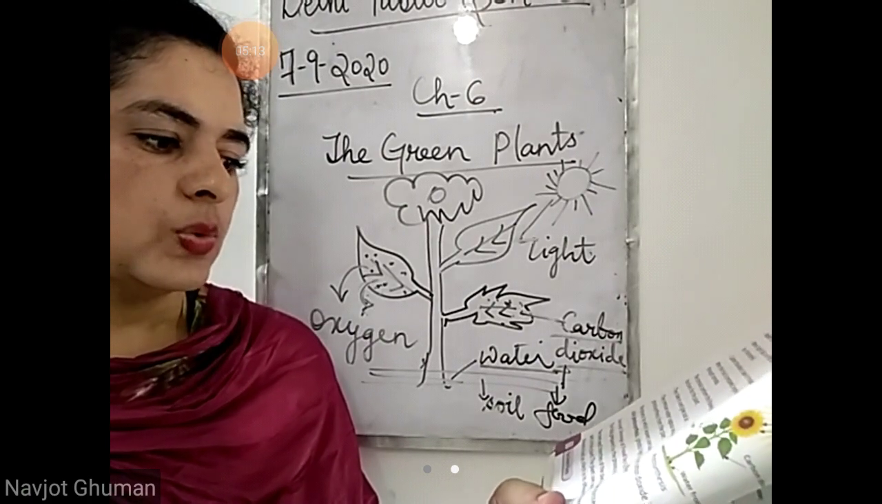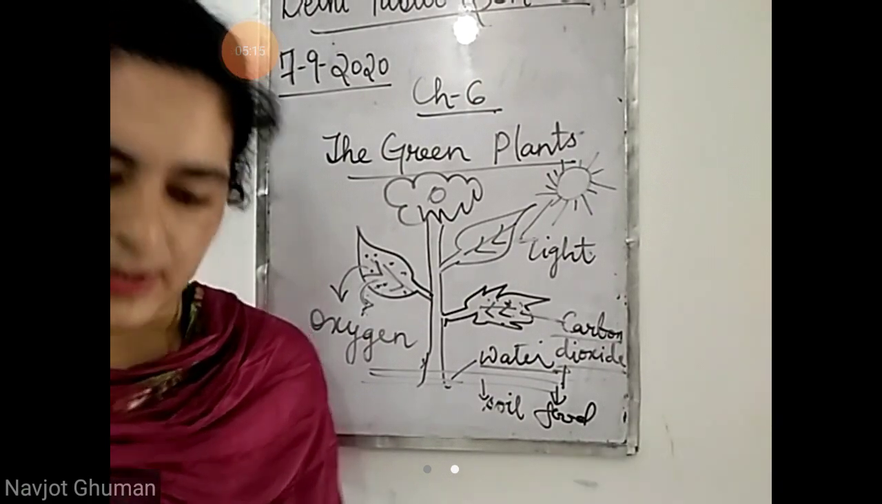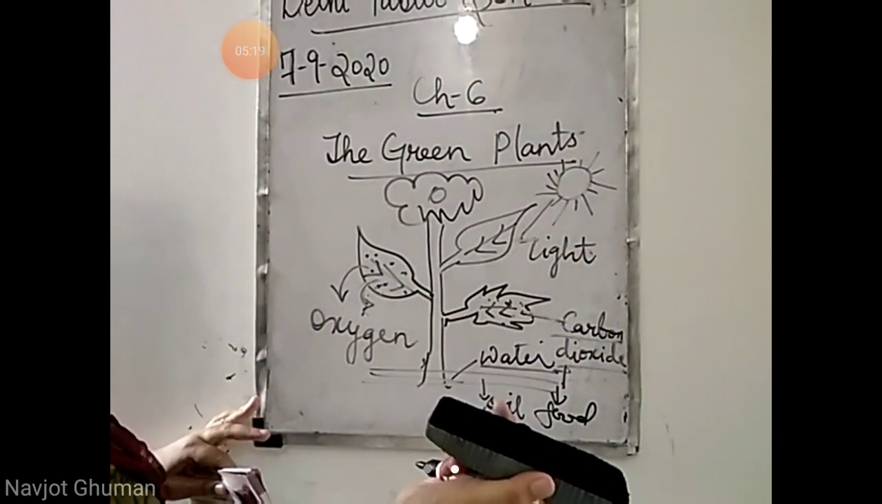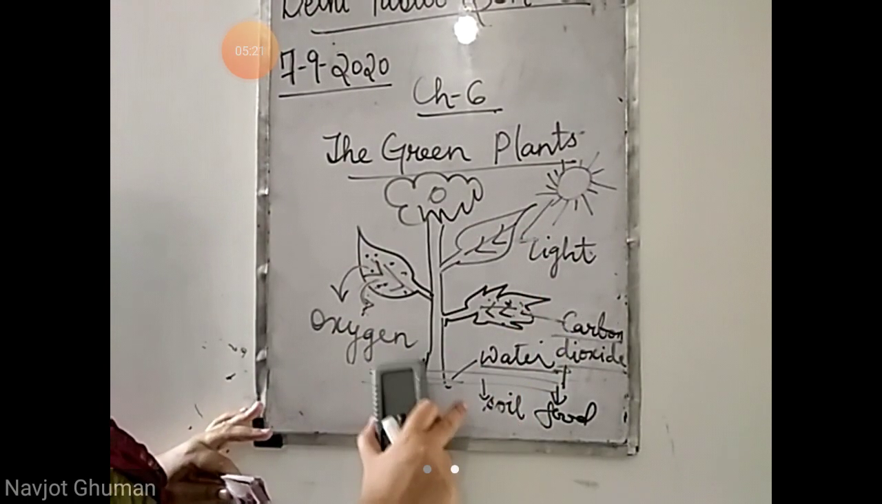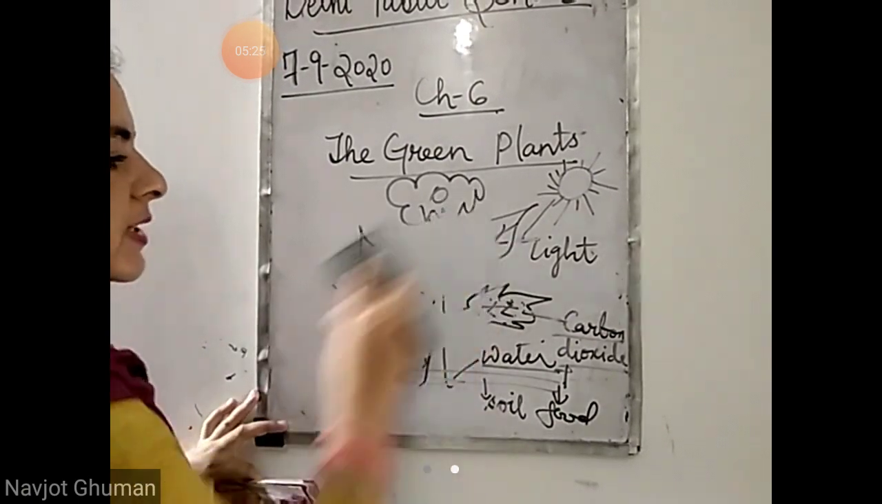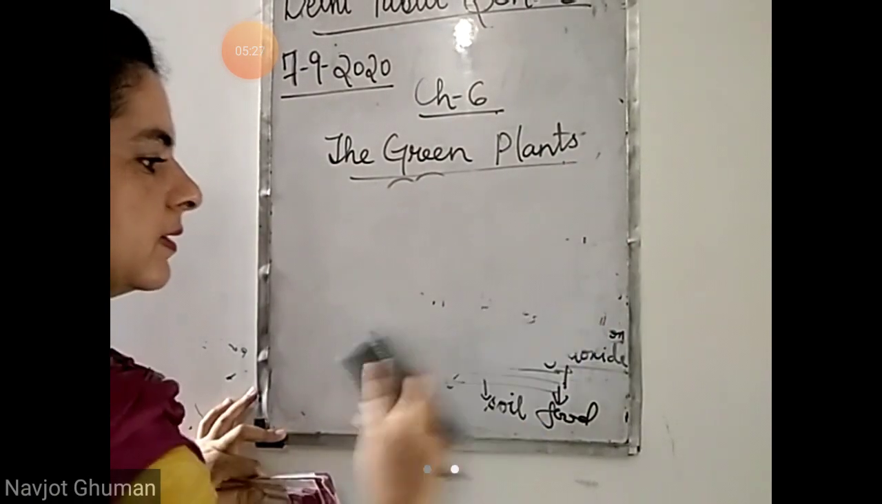Next topic is use and storage of food by plants. Now food is totally prepared by the plants. Now where that food is used and where it is stored in the plant, that we will read. Use and storage of food by the plant.